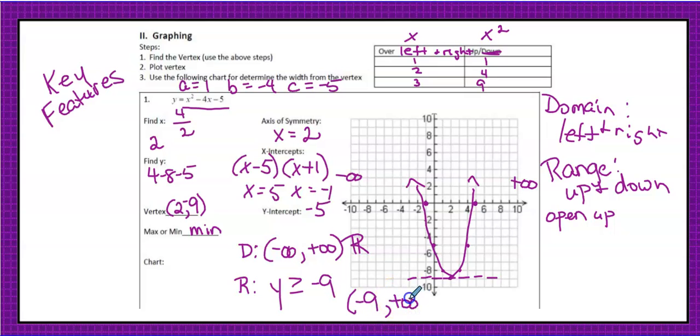So that's positive infinity. There's a couple of different ways you could write it. I really don't care which way you write it. I think that y is greater than or equal to -9 is easier.